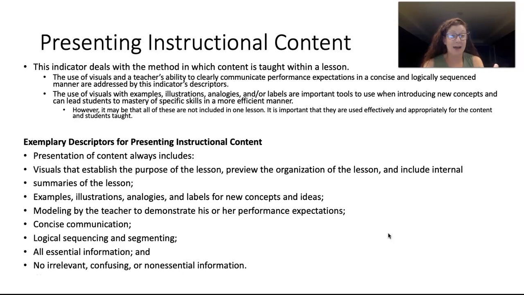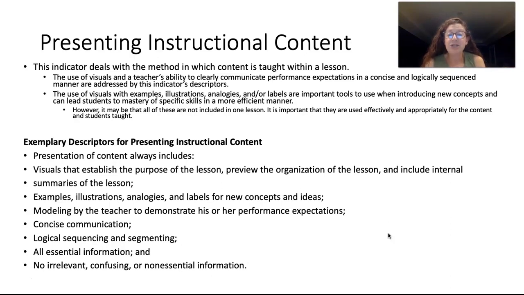So that means you need to stop mid-lesson and say, okay, so let's go over what we just learned, or let's apply what we just learned. Okay, explain this to me in your own words. Define that term in your own words. That would be your way of having your students create these internal summaries. You would use examples, illustrations, analogies, and labels for new concepts and ideas, and that's so important in science. You would model by demonstrating the performance expectation. If I'm expecting you to use this new graphic organizer, I need to show you how to use it, right? And I'm going to do that in this lesson as well.